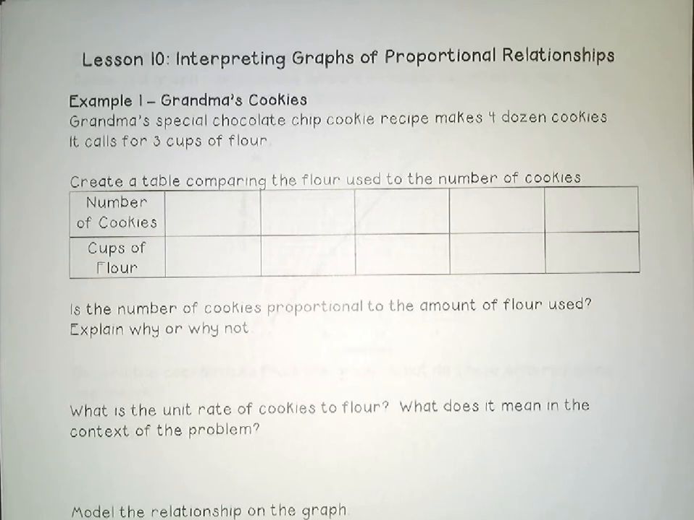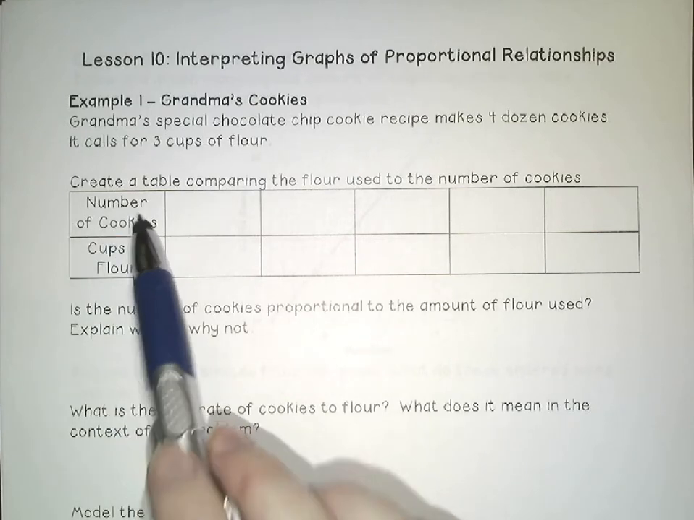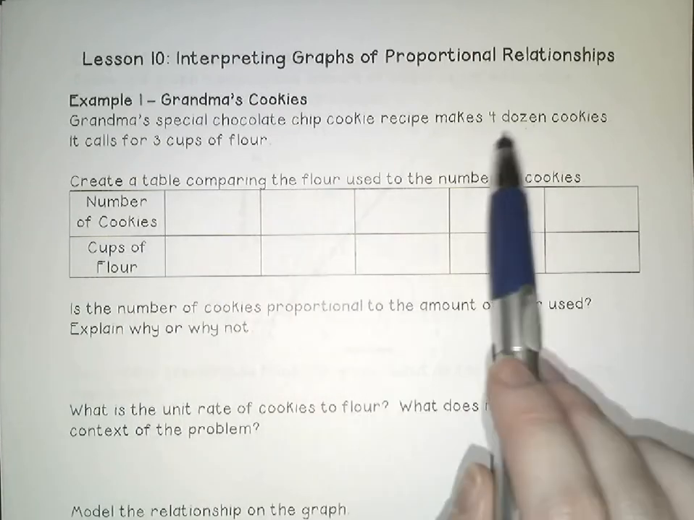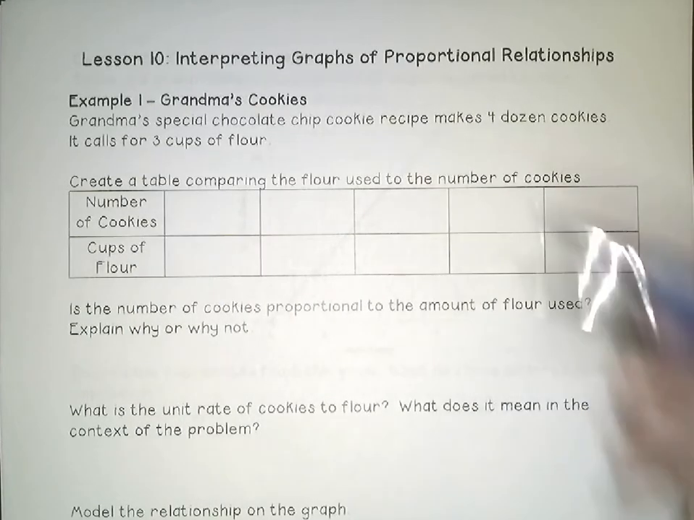Example 1, Grandma's cookies. Grandma's special chocolate chip cookie recipe makes 4 dozen cookies. It calls for 3 cups of flour. Create a table comparing the flour used to the number of cookies. Also notice it says number of cookies and cups of flour. Number of cookies is not 4 because here we have 4 dozen cookies.